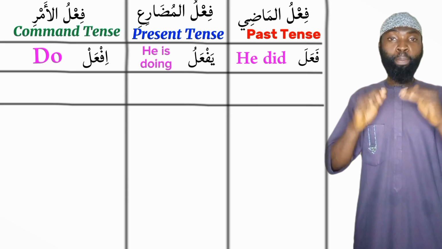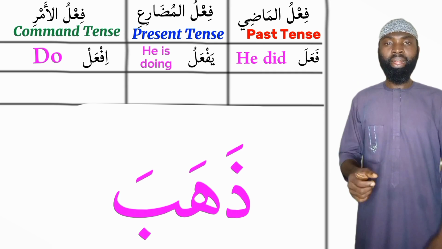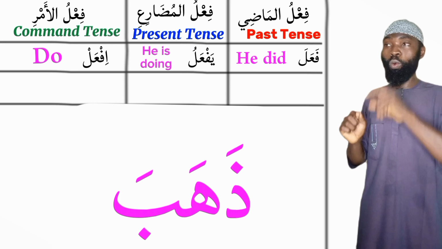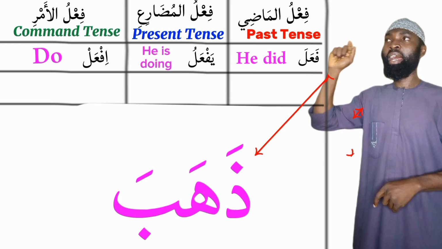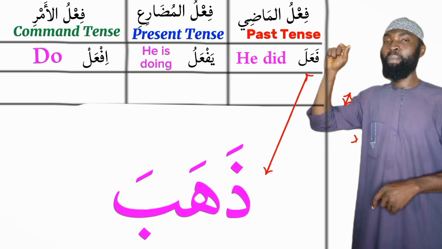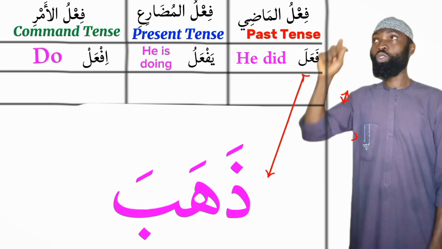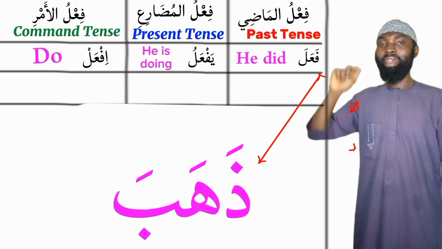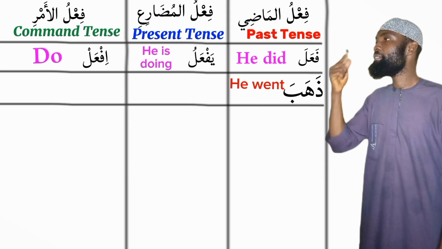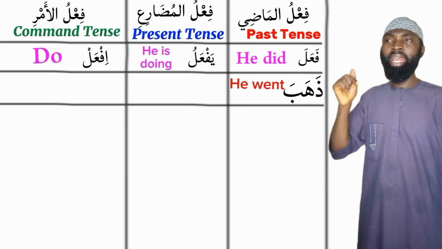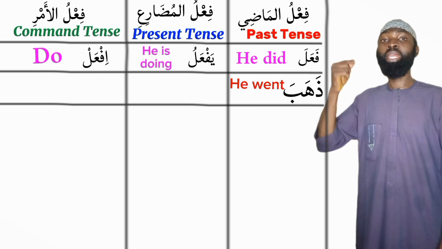Now the first word we're going to be bringing under these patterns is dhahaba. You can see the formation of the word dhahaba is similar to that of fa'ala. Fa'ala: fa fatha, ayin fatha, lam fatha. Then dha fatha, ha fatha, and ba fatha. Dhahaba simply means he went, because they have the same pattern. Fa'ala, he did. Dhahaba, he went. Now this is the past tense of going, that is dhahaba, he went.